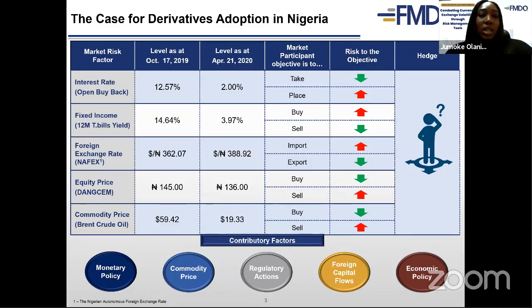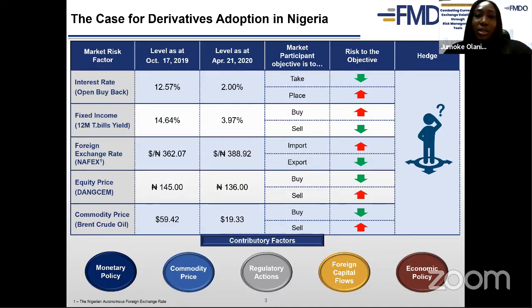And then we've seen how each and every one of these financial market parameters have fared in light of the crude oil price. We see interest rates benchmark going as low as 2%. Fixed income yield, particularly we've benchmarked the 12-month treasury bill as low as 3.97%. Exchange rate going to 388.92 as of this date. And Dangote Cement, just a sampling of an equity price, moving from 145 to 136 in this period as well. And of course, crude oil price at the lowest at 19.